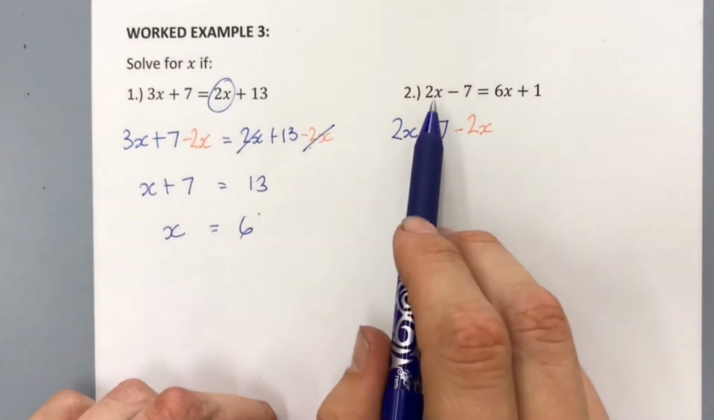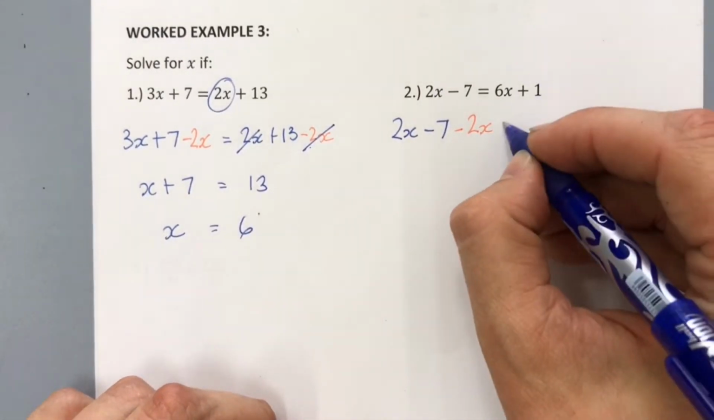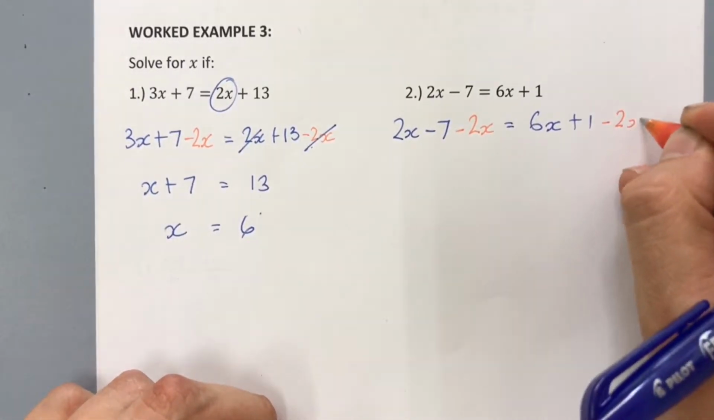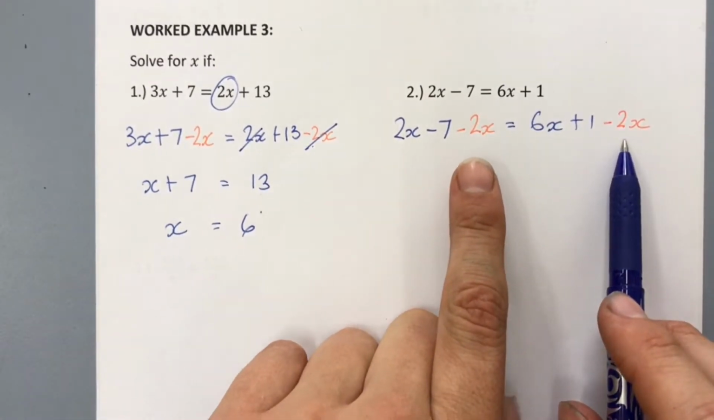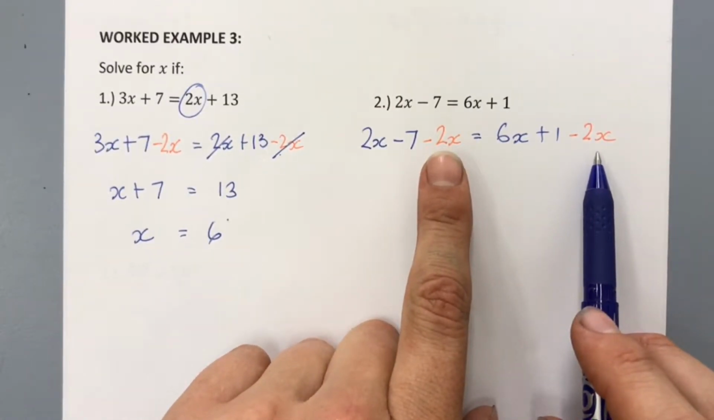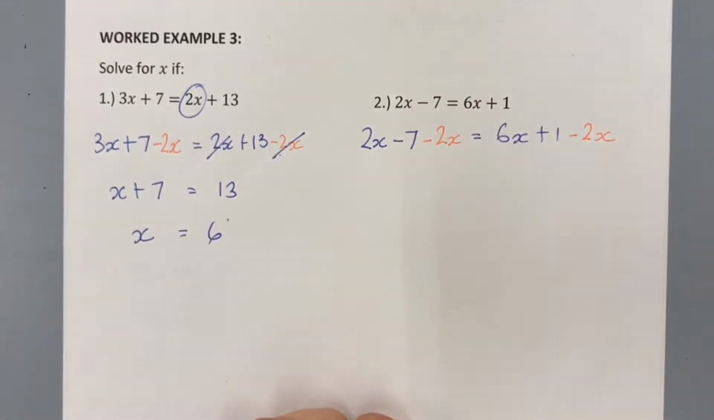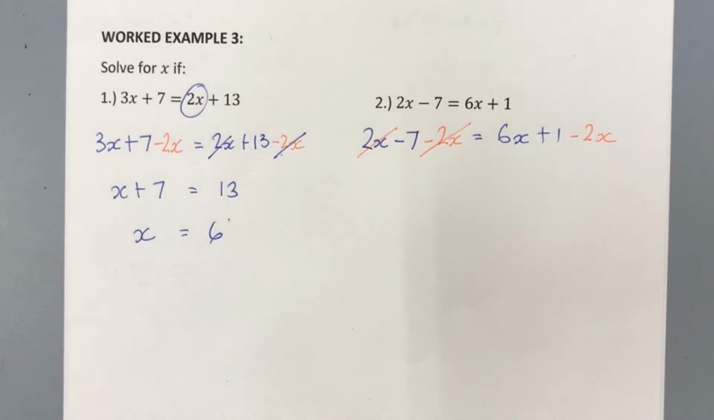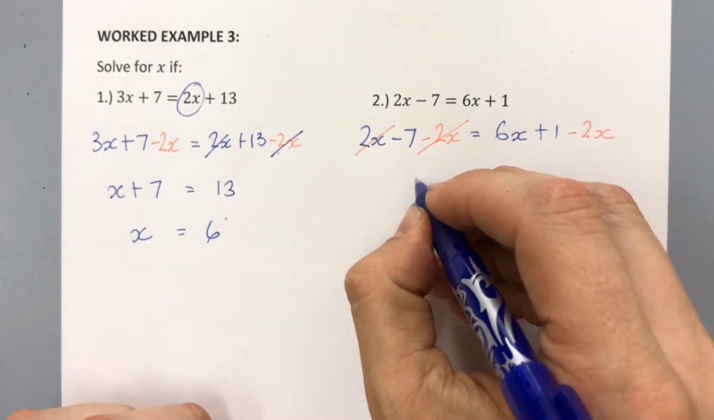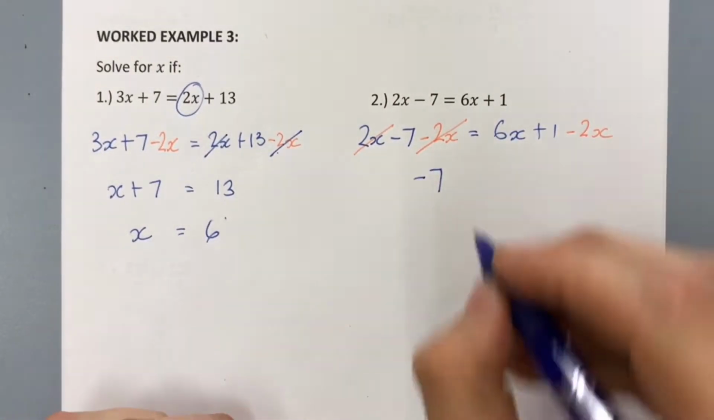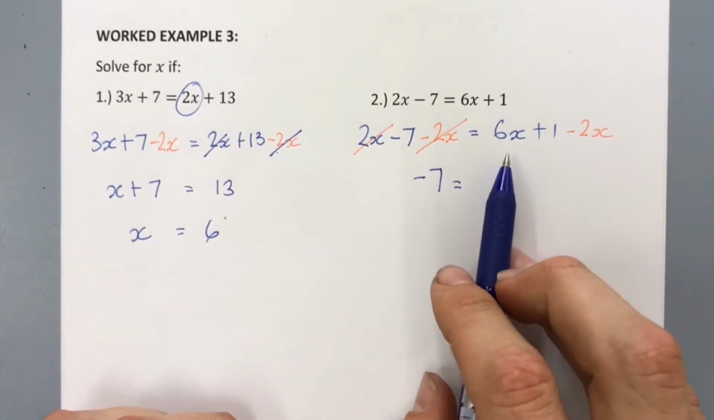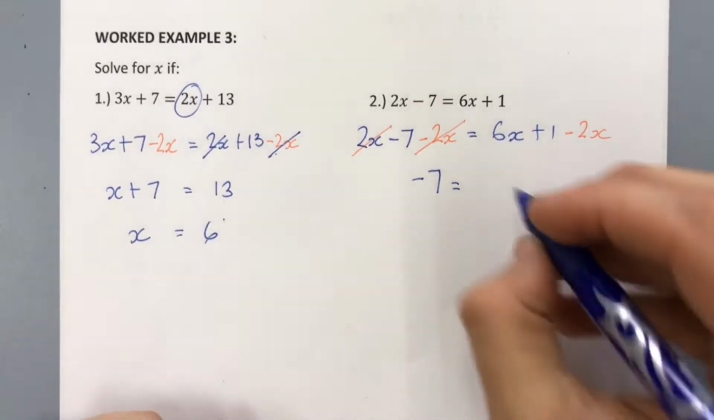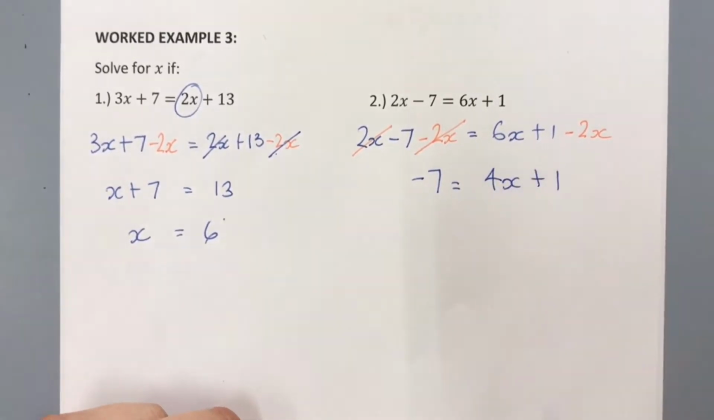So we're going to cancel this positive 2x out by taking 2x away. And we're going to get 6x plus 1. And again, we need to take away 2x, okay? So we're doing this on both sides of our equation, all right? All up now, what's happening here is we get these two 2x's cancelling each other out because one's positive and one's negative. And we've got negative 7 left on the left-hand side of our equation. What's going to be on our right-hand side? 4x plus 1. Good, 4x plus 1, okay.